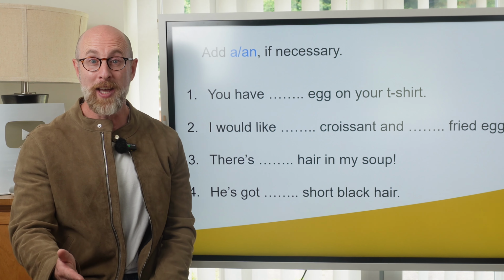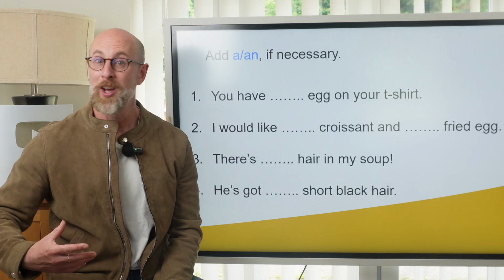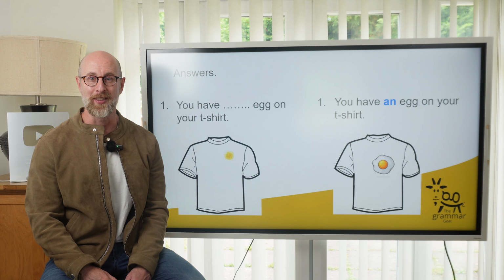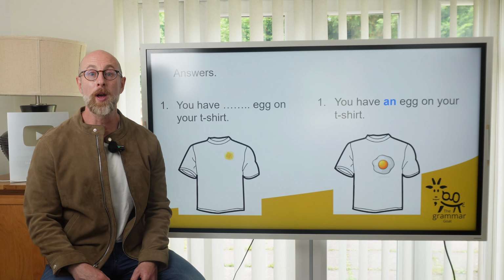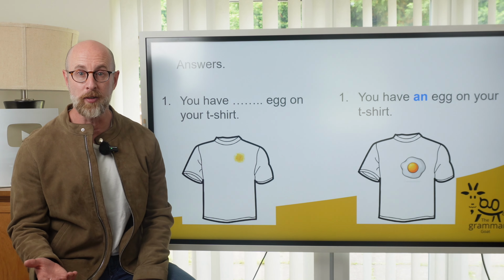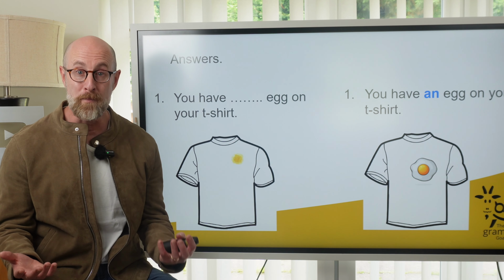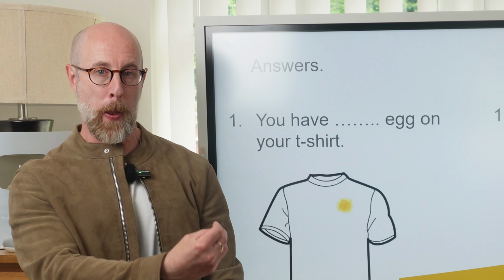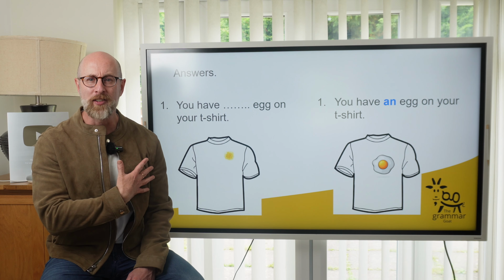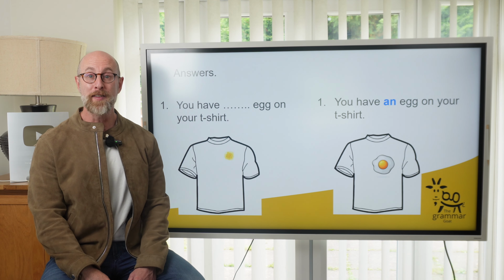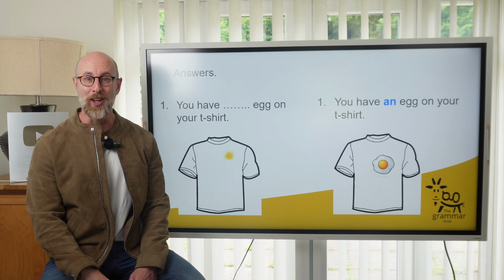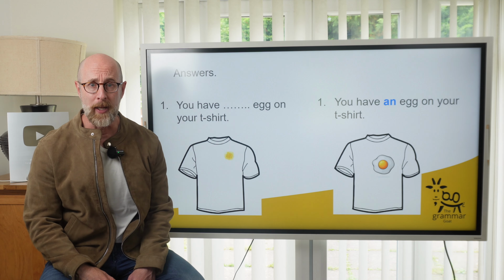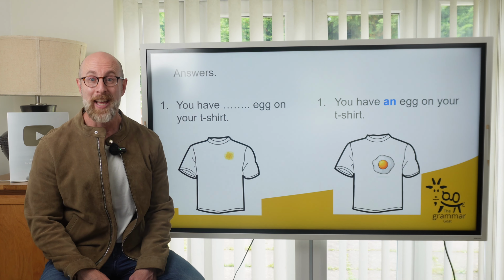Are you ready? Okay, I'm Richard, I'm the grammar goat. I'm going to help you with your grammar. Have a look at my grammar explanations. And again, it's all about if we're thinking about the noun as a unit, countable, or as a mass, uncountable. You have egg on your shirt, egg as a mass, a stain. You have an egg on your shirt, a whole egg. The second example is probably unlikely, but not impossible.